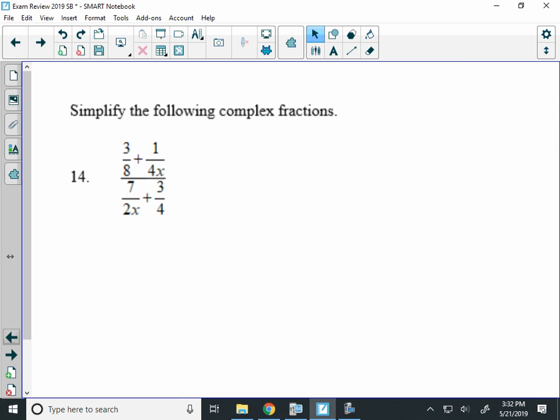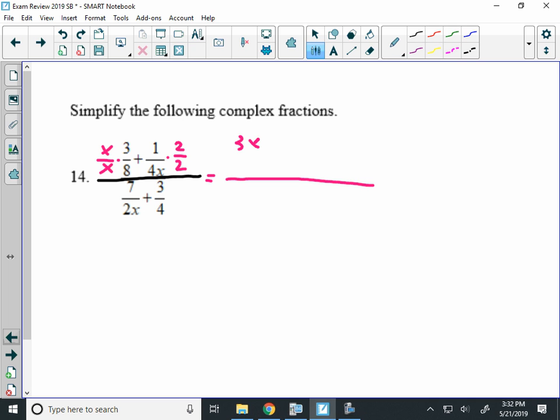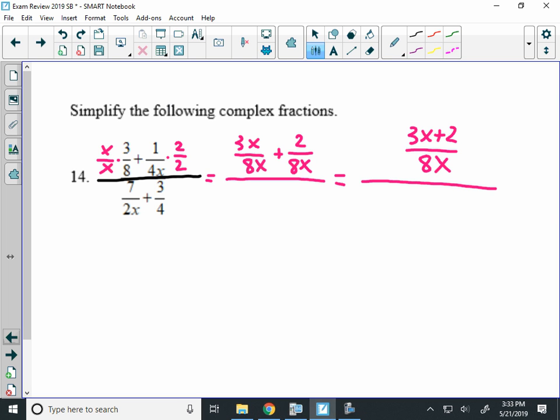The other way to do number 14 would be just to deal with the numerator first. Find a common denominator for the numerator and add those fractions together. So here, my common denominator for the numerator would be 8x. So I would have to multiply the left fraction by x over x, the second fraction by 2 over 2. That would get me 8x in the denominator of both. So what I would have is 3x over 8x plus 2 over 8x, which would equal 3x plus 2 over 8x. That's a start.